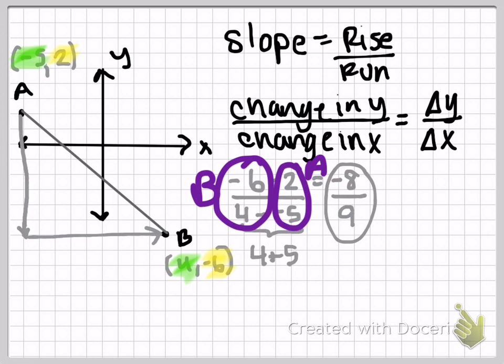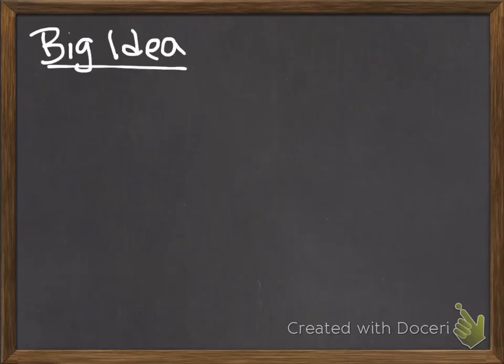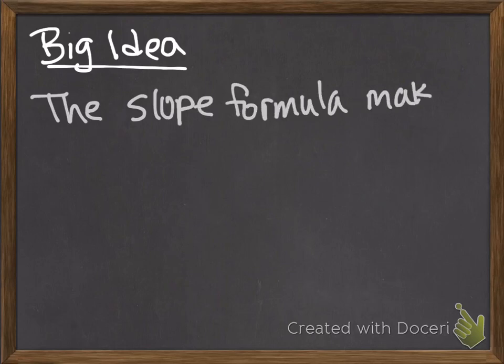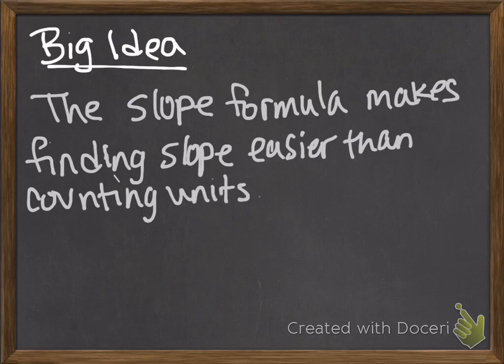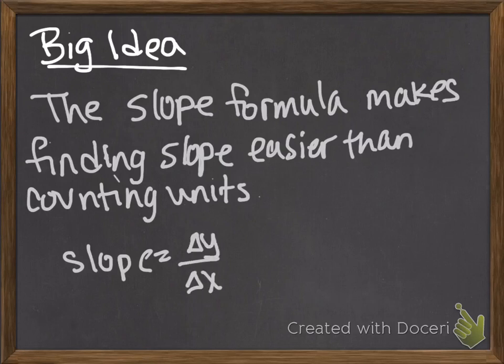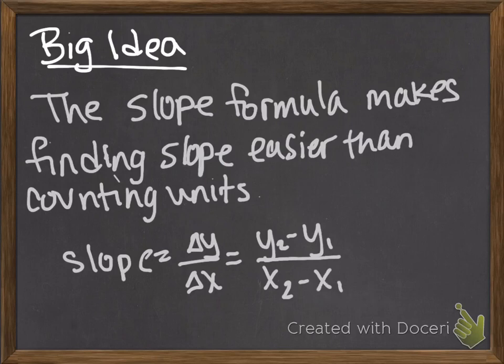And you can always check your answers by going over and counting the units, especially whenever we're first starting this formula process out. So the big idea: the slope formula makes finding slope easier than counting units. And the technical slope formula is that slope equals the change in y over the change in x. We show that by saying one of the y values minus the other one, divided by the x value paired with that other y minus the other x. And that is your slope formula.